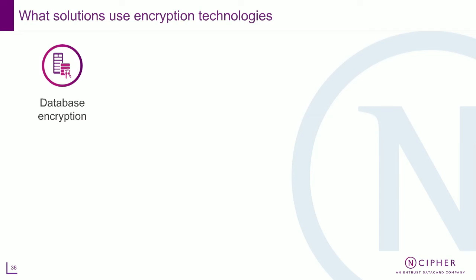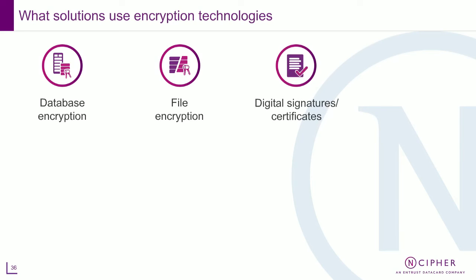So what solutions use encryption technologies? We've talked a lot about data encryption in this because it's probably one of the easiest to explain in this particular context. But there's a lot of other places that use encryption technology. You've got file encryption. You've got digital signatures and certificates. Lots of people in lots of countries are now starting to use digital certificates and signatures within their space. And it's very important that those digital signatures and certificates are generated with the appropriate hardware security module with that true random number generator.